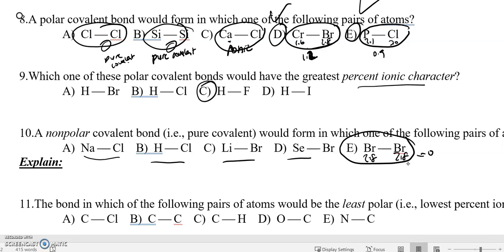I'm just going over fast because they're all the same kind of questions, right? Once you know the table, you can plug the numbers in. If it's more than 2, it's going to be ionic. If it's less than 2, it's going to be polar covalent. If it's like 0 or closer, it's going to be non-polar.